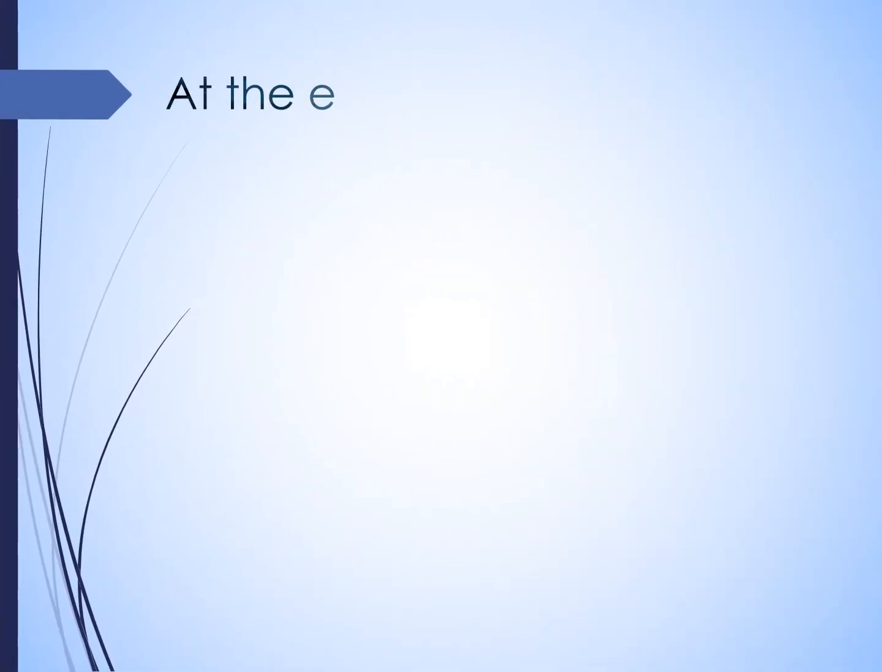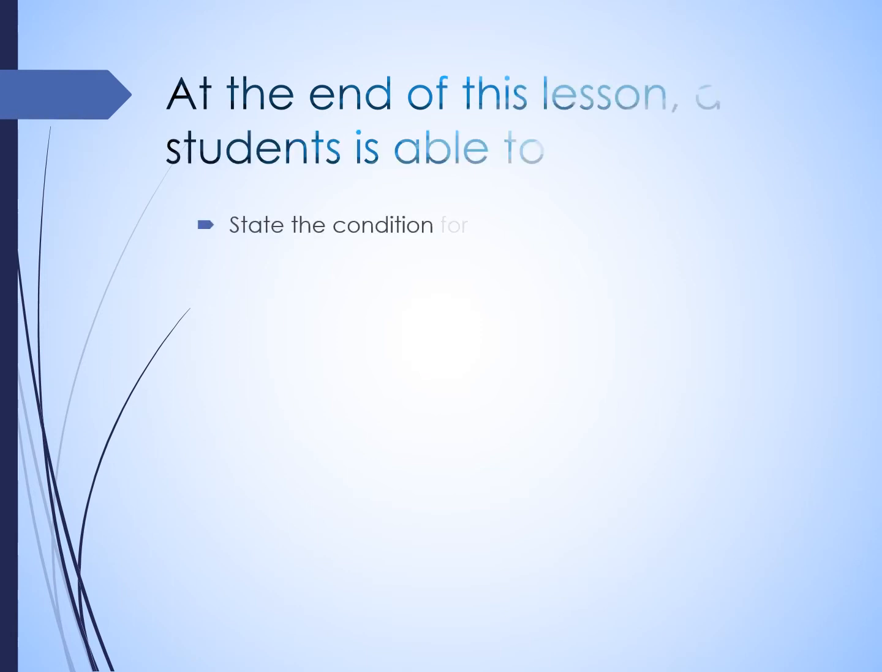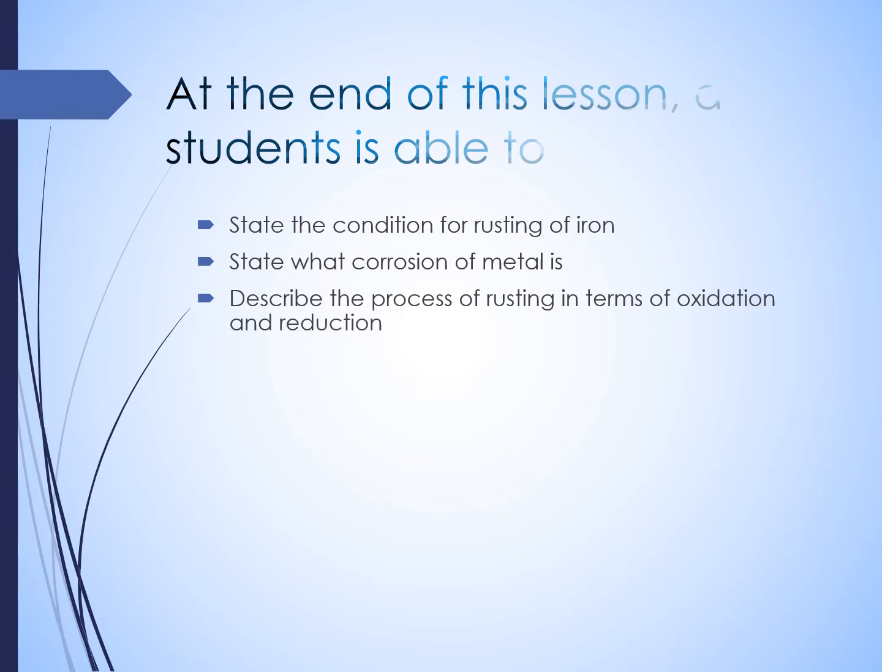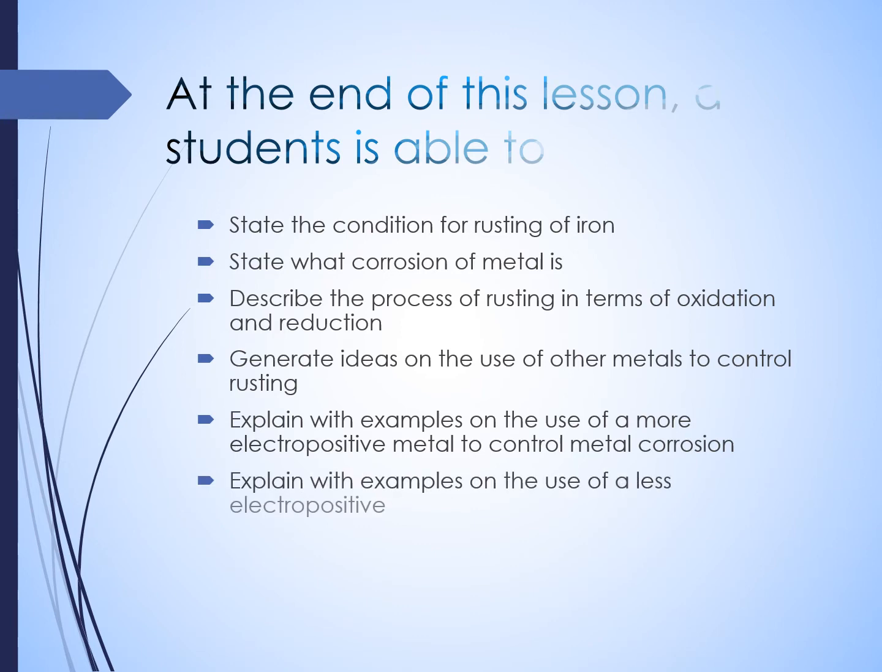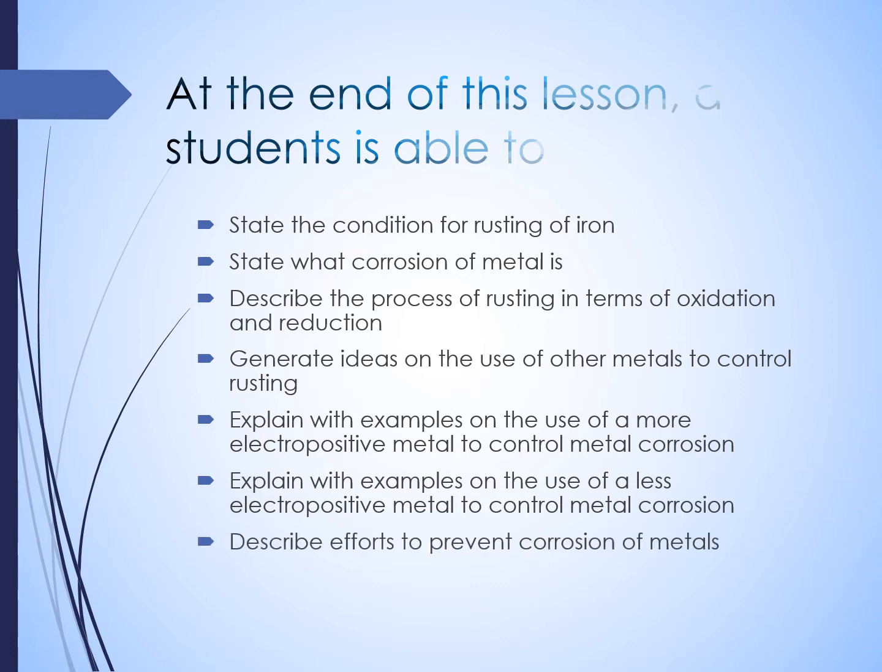Welcome back. At the end of this lesson, you should be able to state the condition for rusting of iron, state what corrosion of metal is, describe the process of rusting in terms of oxidation and reduction, generate ideas on the use of other metals to control rusting, explain with example on the use of a more electropositive metal to control metal corrosion, explain with example on the use of a less electropositive metal to control metal corrosion, and describe efforts to prevent corrosion of metals.